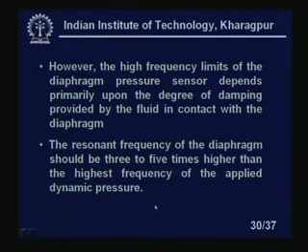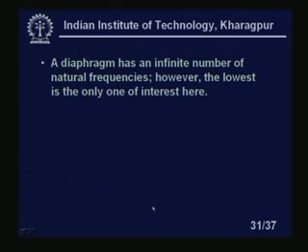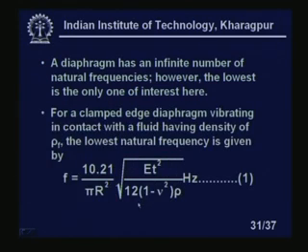The resonant frequency of the diaphragm should be 3 or 5 times higher than the highest frequency of the applied dynamic pressure. A diaphragm has an infinite number of natural frequencies, however, the lowest is the only one of our interest. For a clamped edge diaphragm vibrating in contact with a fluid having density rho f, that is the fluid density with which it is in contact, the lowest natural frequency, or fundamental, is given by f equal to 10.21 upon pi r square under the square root of E t square upon 12 (1 minus nu square) rho, and that is in Hertz.